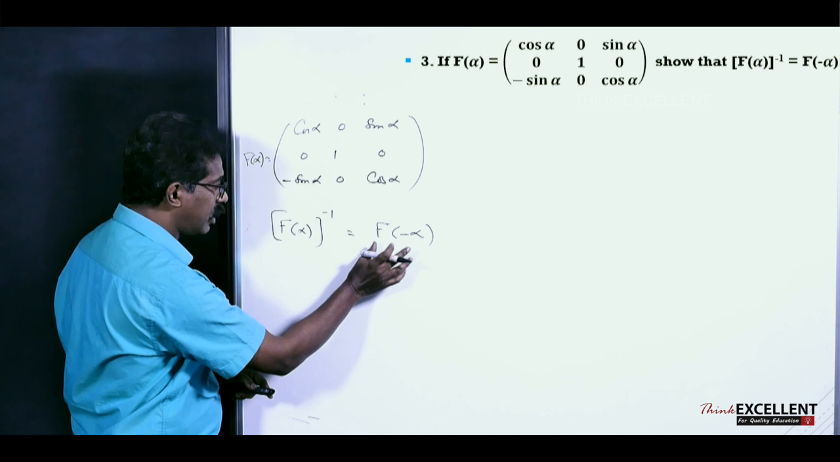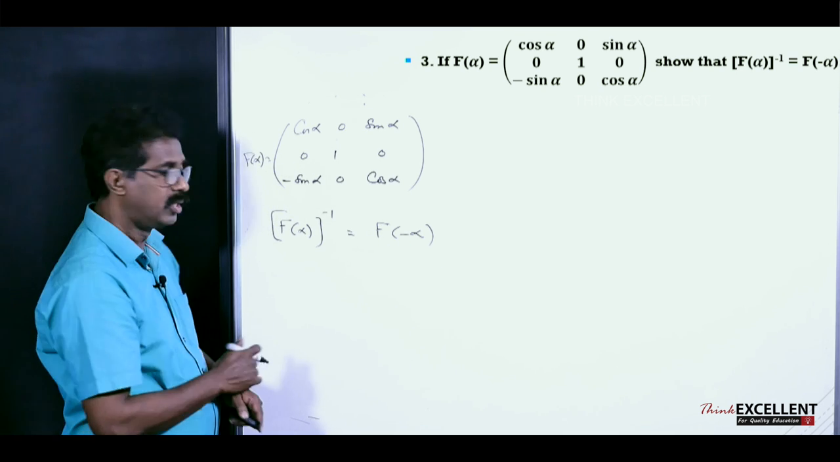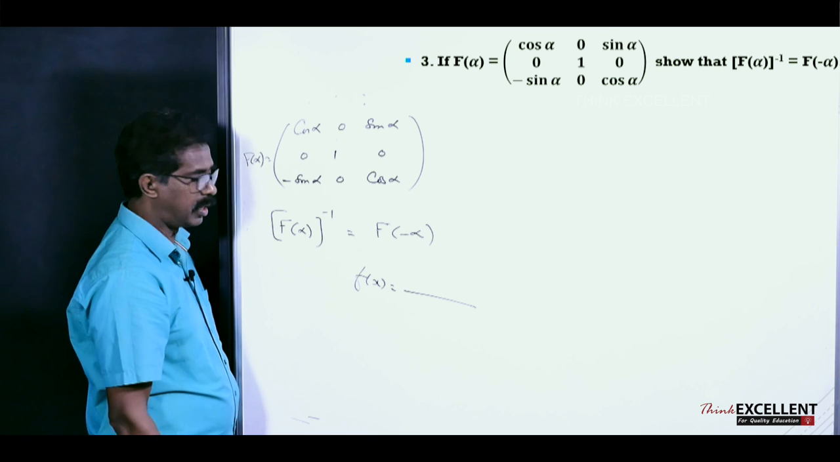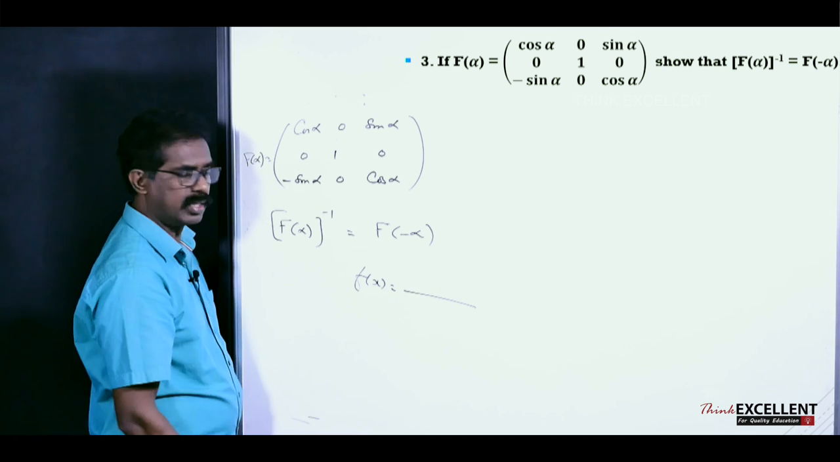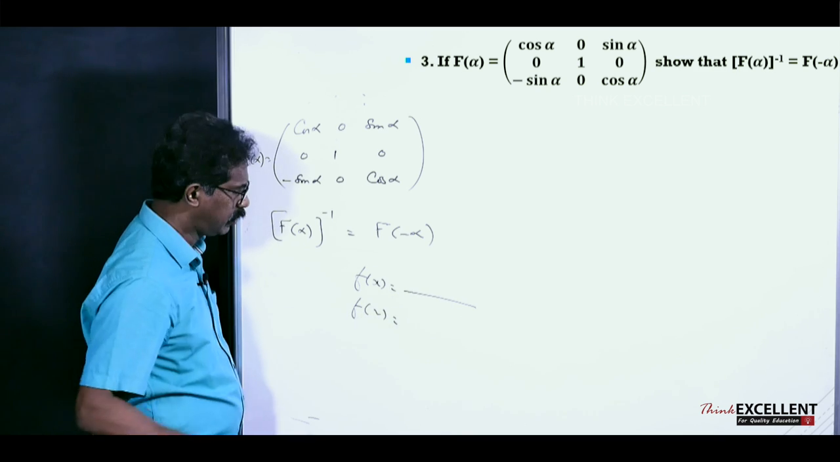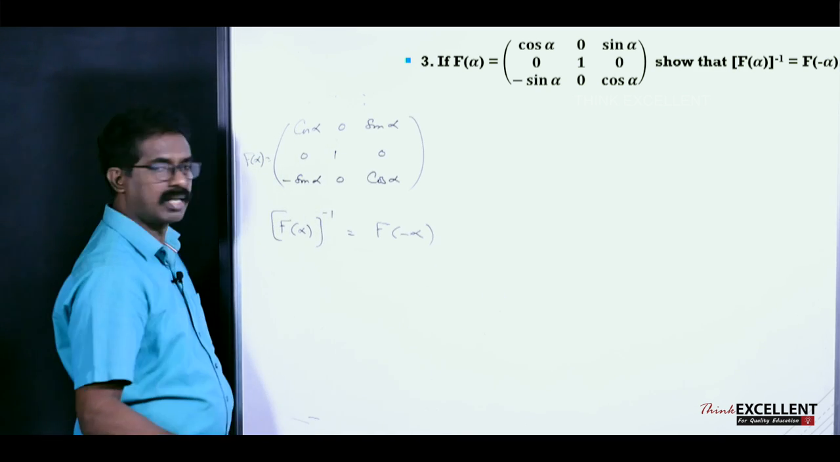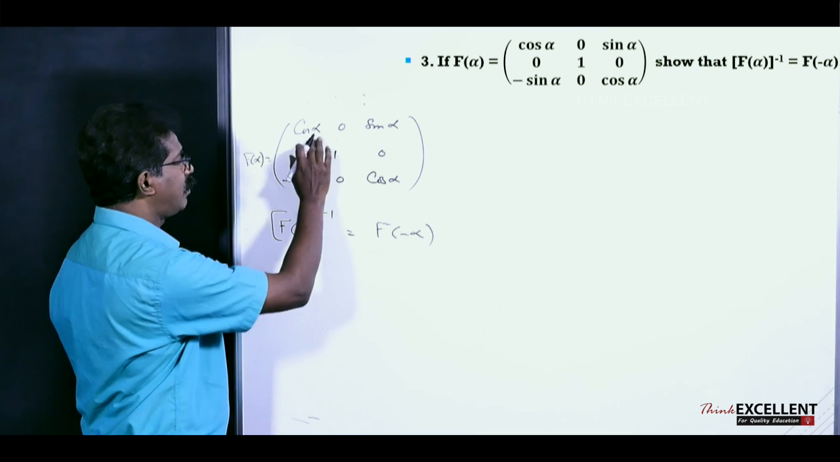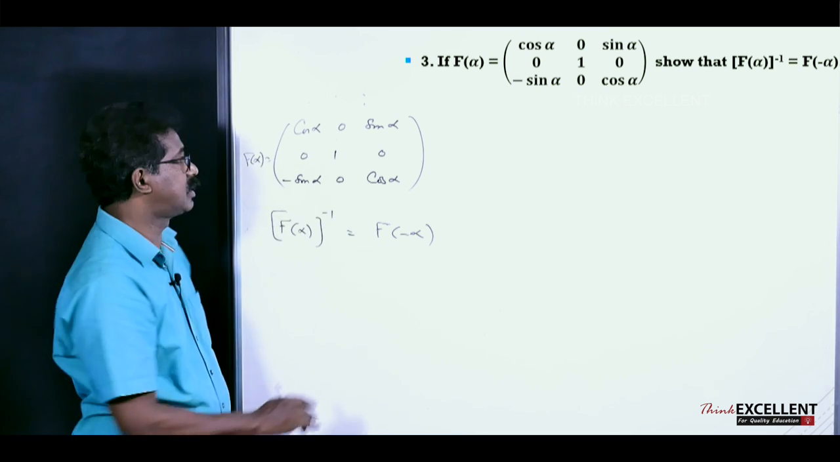What is the RHS? f of minus alpha. You know, in 10th standard algebra, f of x, a function, is given. F of 2, what will you do? Wherever x comes, you put 2, same thing. So f of minus alpha, you can do that easily, right? Wherever alpha comes, you put minus alpha.